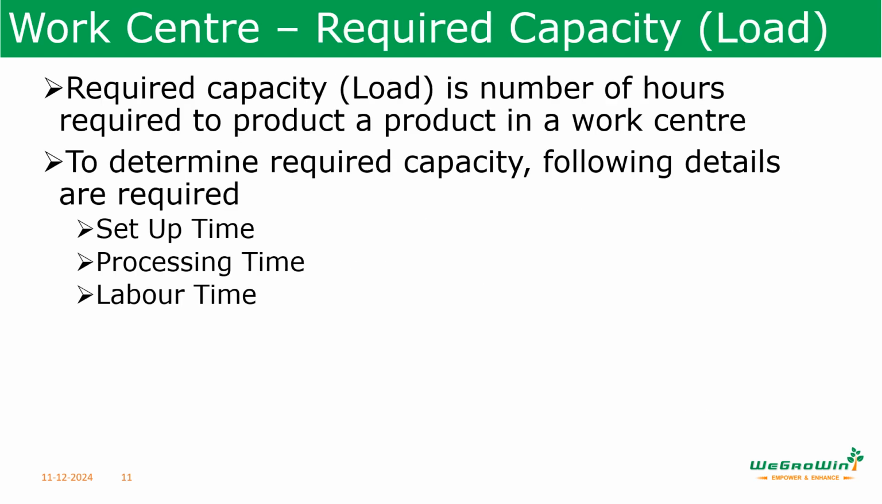And then for each work center we need to have required capacity, which is called the load, because we have 16 hours of machine time in which 14 hours are available, but how much load is there, which means how many production orders are there. So required capacity or load is the number of hours required to produce a product in the work center. How do we determine this? To determine this, we need details like setup time, processing time, labor time, and then the quantity from production orders or planned orders. This is used to calculate the required capacity or load.